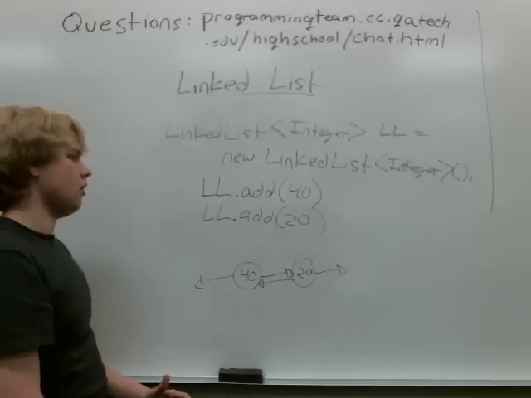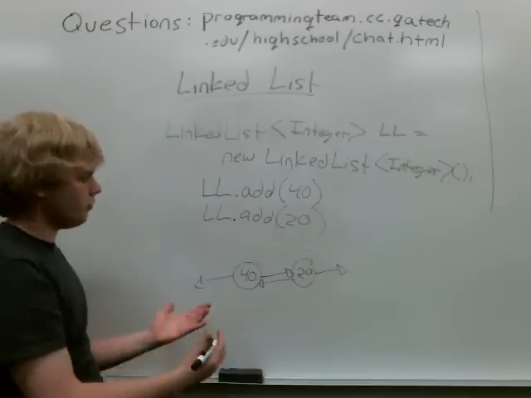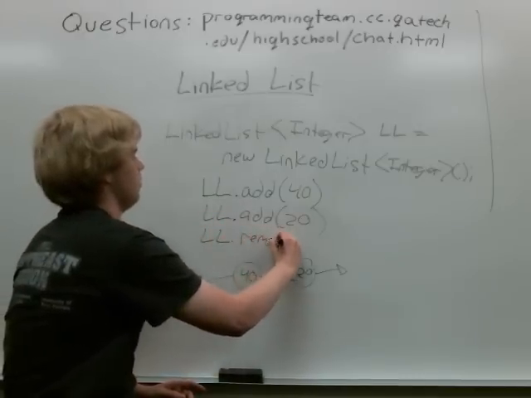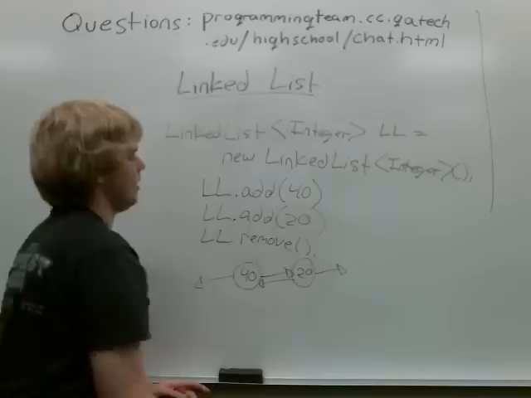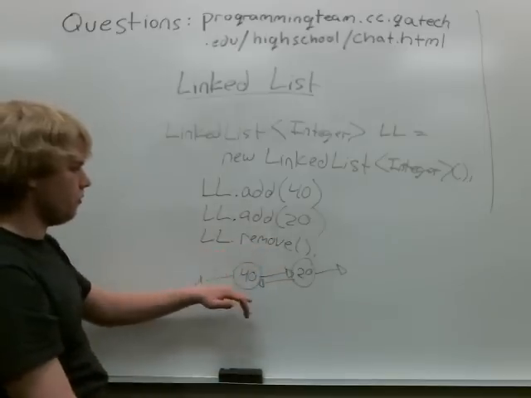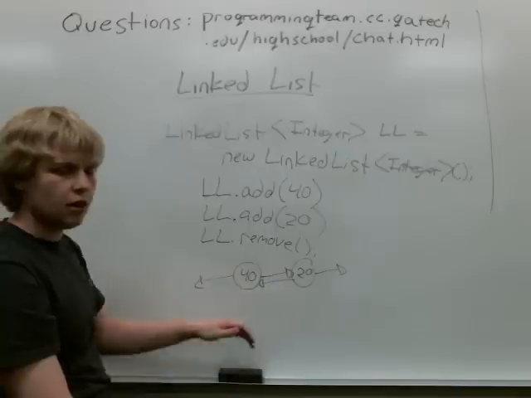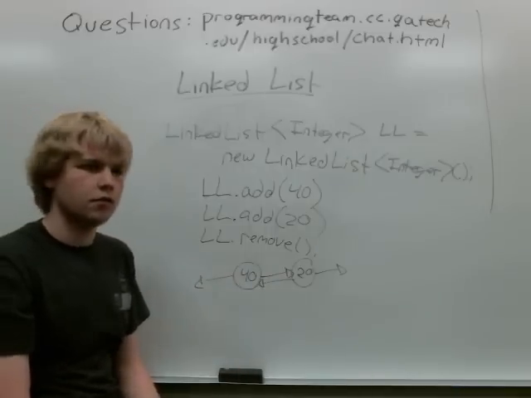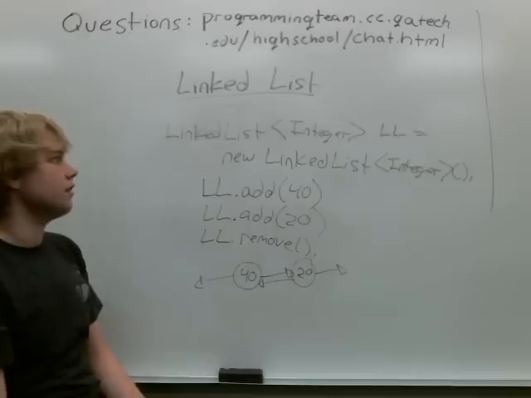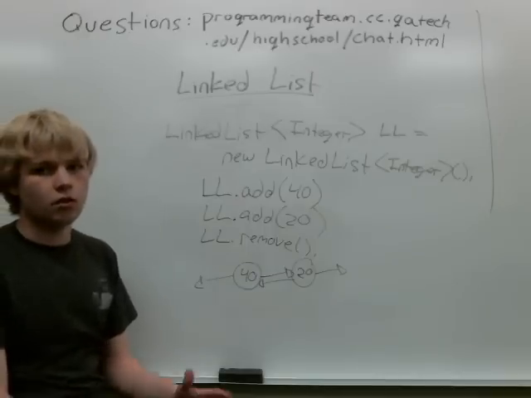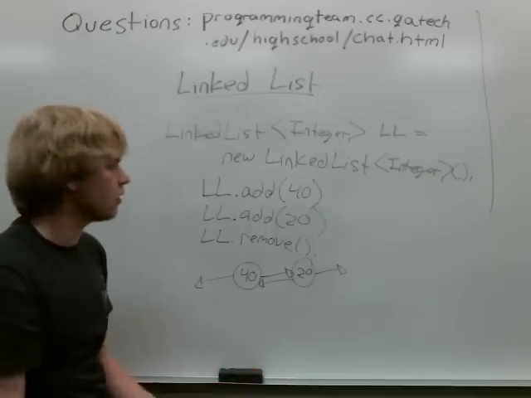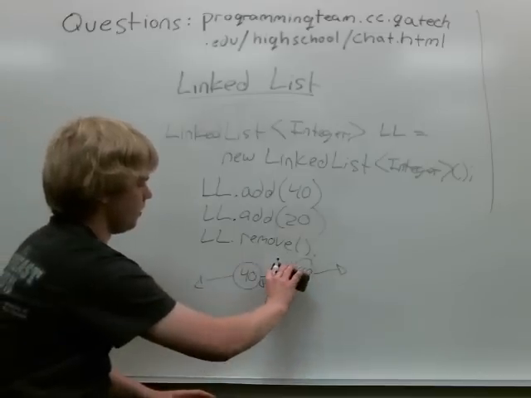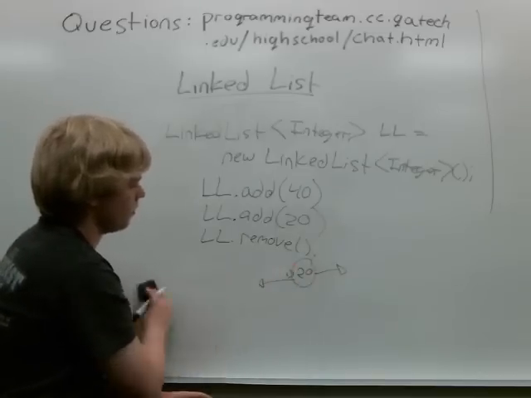And now there are also some other methods, like you can remove from a linked list. So linked list.remove. It doesn't have to take any parameters, and this will just remove whatever the first element is. You can look all this up in the Java API in the Javadoc. If you just search for Java linked list on Google, a whole list of all the methods and what they do will come up. So if I did ll.remove, it's basically just going to remove this node.